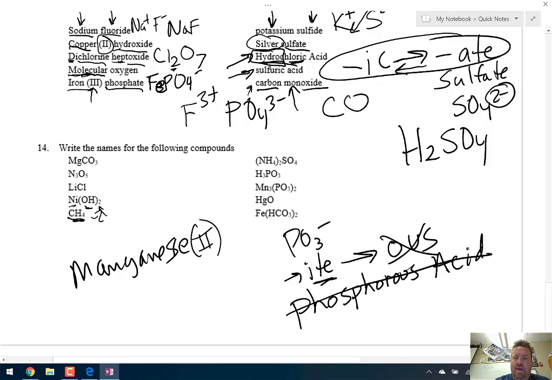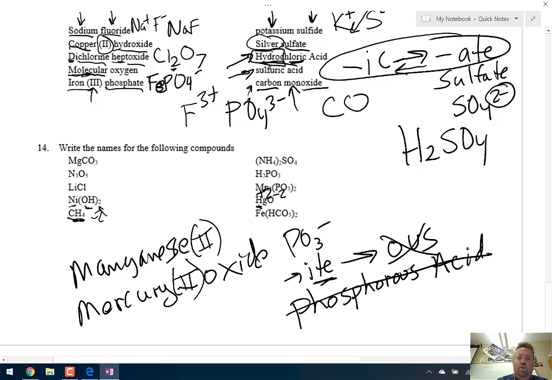Okay, and then we've got HgO. Again, we've got another transition metal here. Hg is mercury. Oxygen, obviously, is oxide. Oxygen has a -2 charge, which means the mercury has to have a +2 charge. So that is mercury(II) oxide.